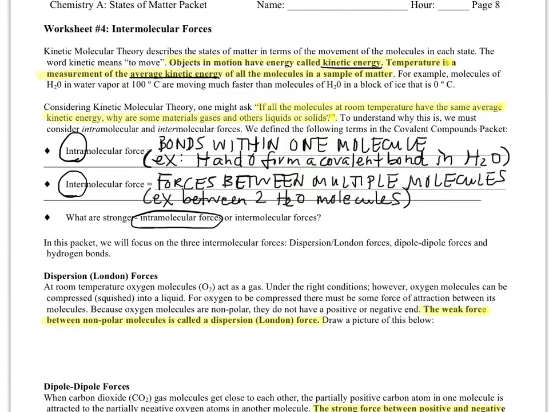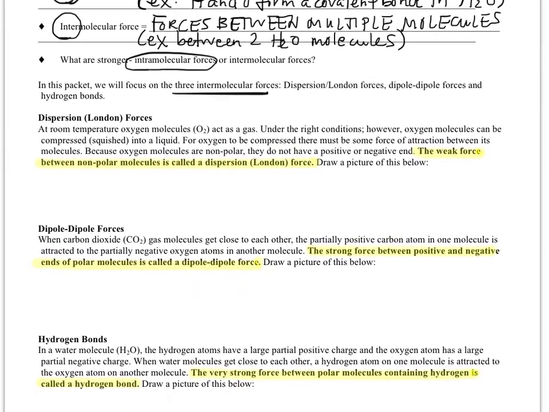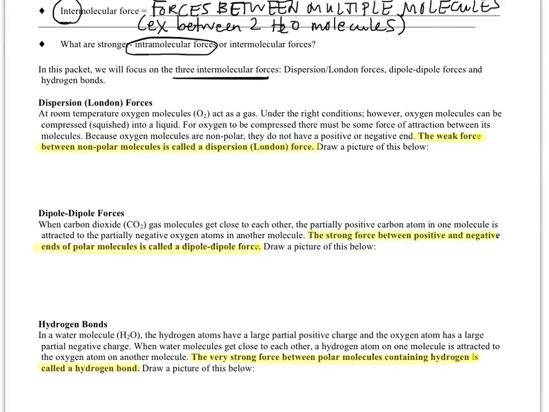Okay, so that being said, there are 3 intermolecular forces that you need to know, okay? I'm actually going to skip over the dispersion forces. They can be a little confusing. I'm going to start with dipole-dipole forces, okay? You're going to make your paper look like mine. So the example of a dipole-dipole force that I'm going to use is a carbon dioxide molecule. So a force that holds multiple carbon dioxide molecules together.